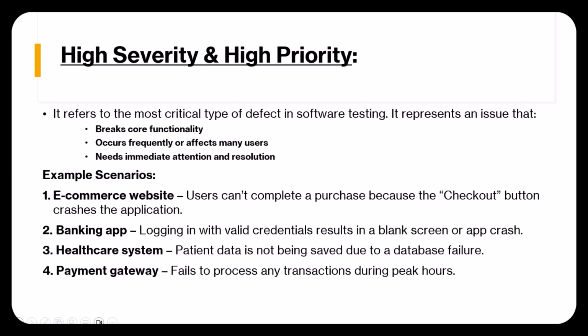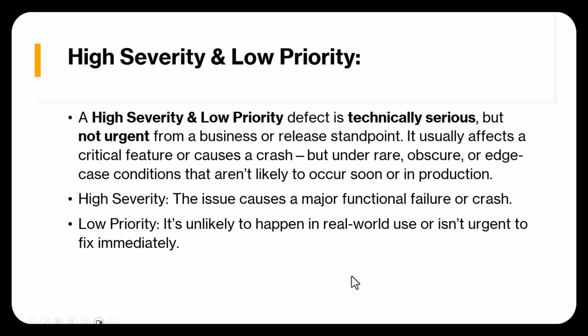In the peak hours, if you click on the payment button, while doing the payment the application fails. That is also a very high severity and high priority defect, because the user will not know whether they have booked the ticket or not. They will be in a dilemma, which is affecting the user a lot. So these are the examples of high severity and high priority defects.